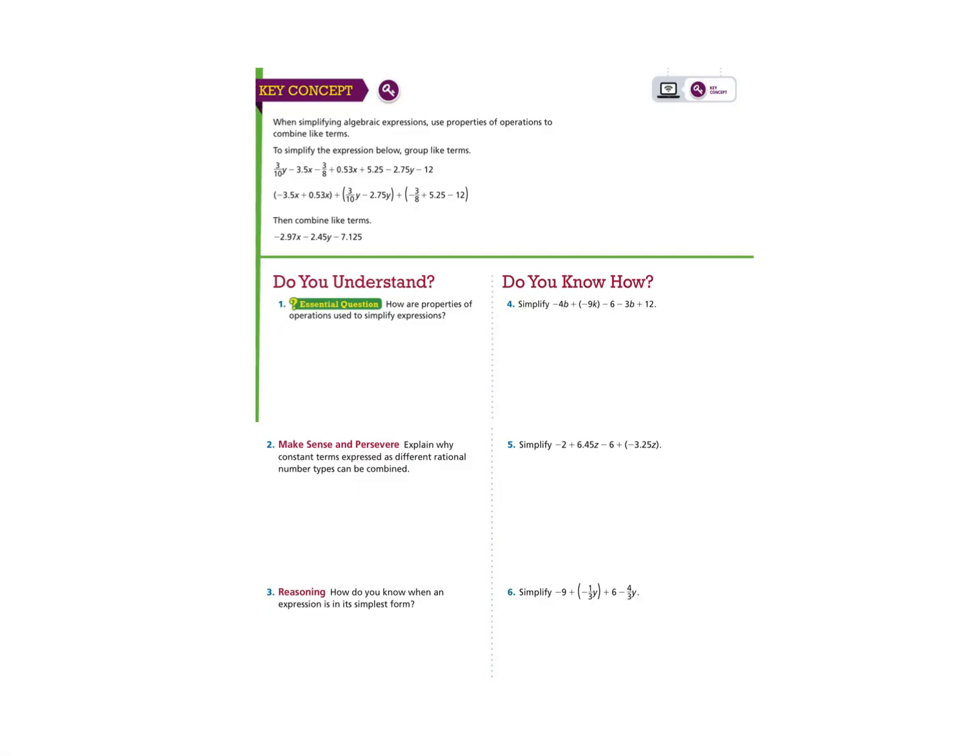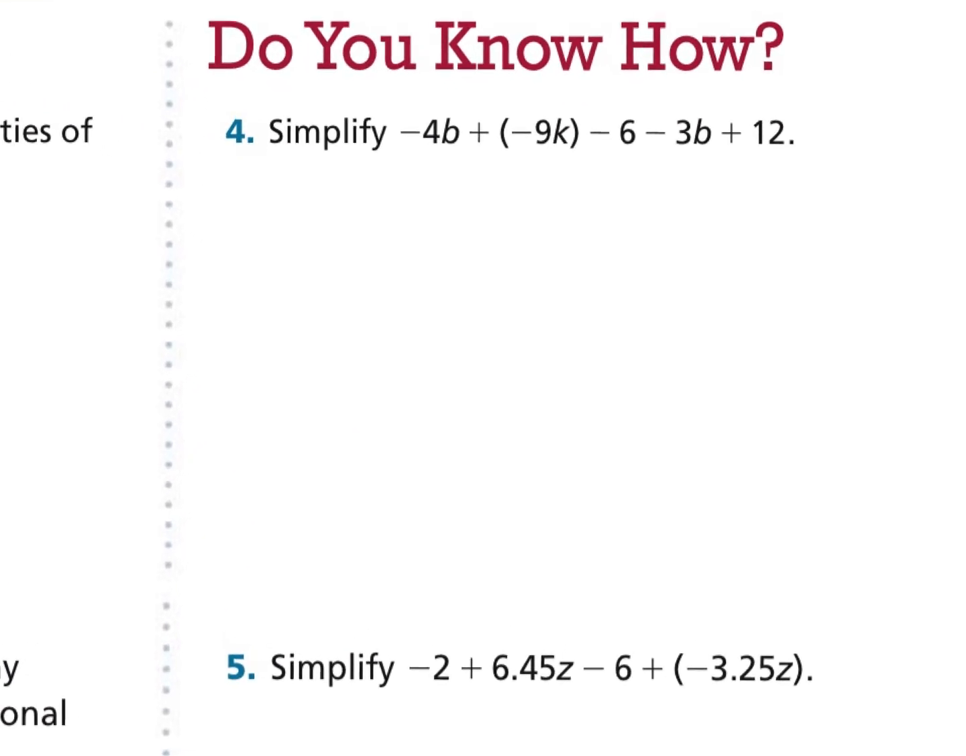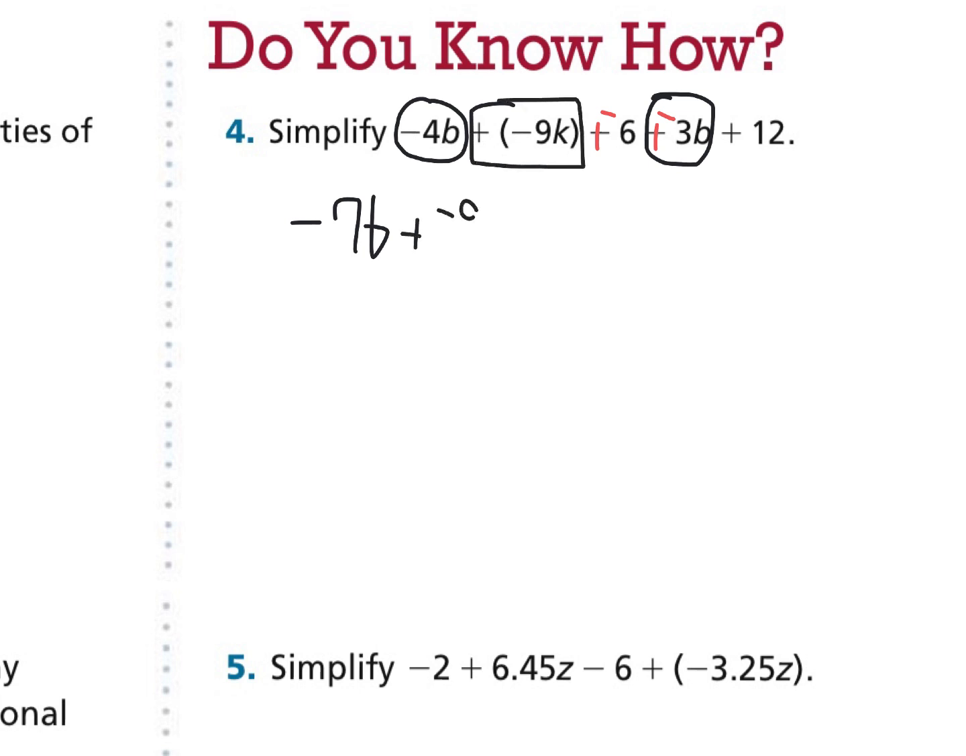So if we look at the do you know how, number 4. For simplifying this, I'm going to go ahead and add the opposite anywhere where they're subtracting. We have more than one variable. First, alphabetically, would be B. So negative 4B plus negative 3B, they're working together this time. That would be negative 7B. We only have one K term, so you can put plus negative 9K.